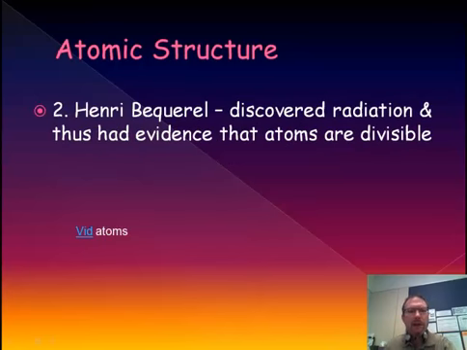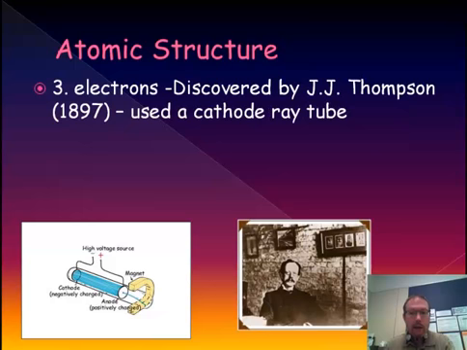A Frenchman named Henri Becquerel, I think that's how you say that, discovered radiation. And so he found out that one of those tenets of the atomic theory that Dalton came up with, about atoms not being breakable, was incorrect, that atoms can be divided. He found out that radiation, which was caused by those atoms falling apart, existed.